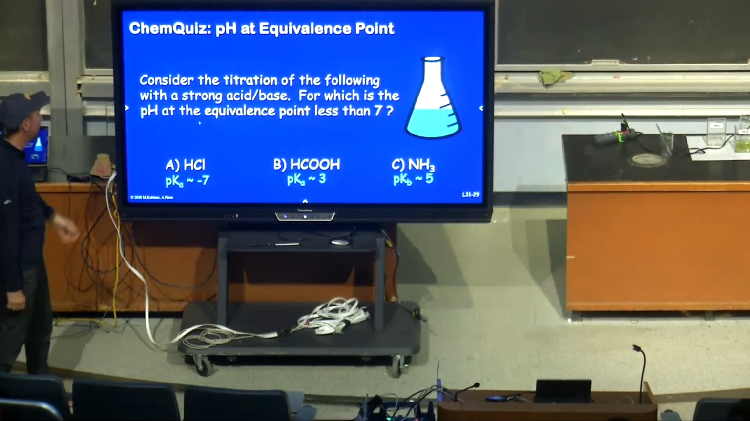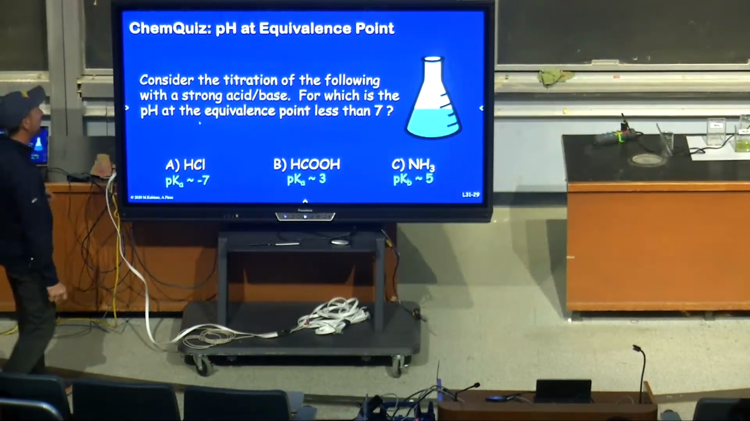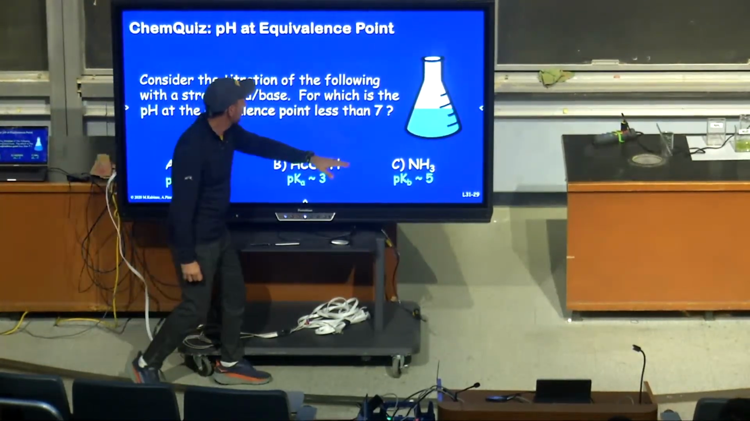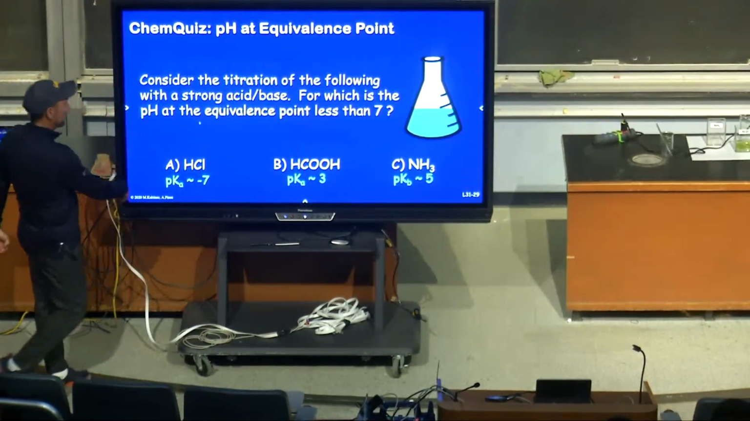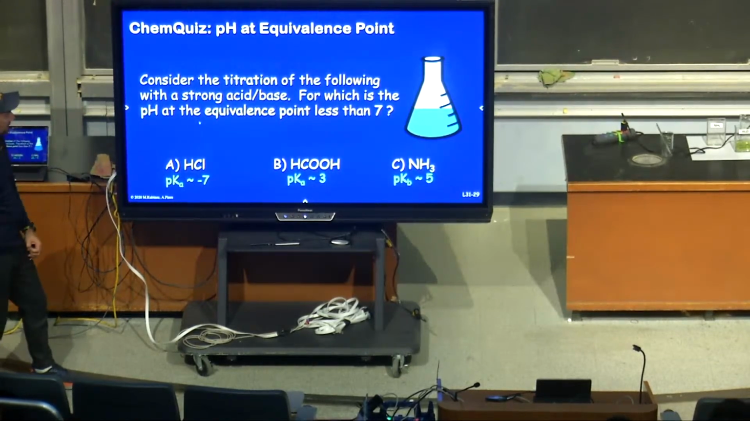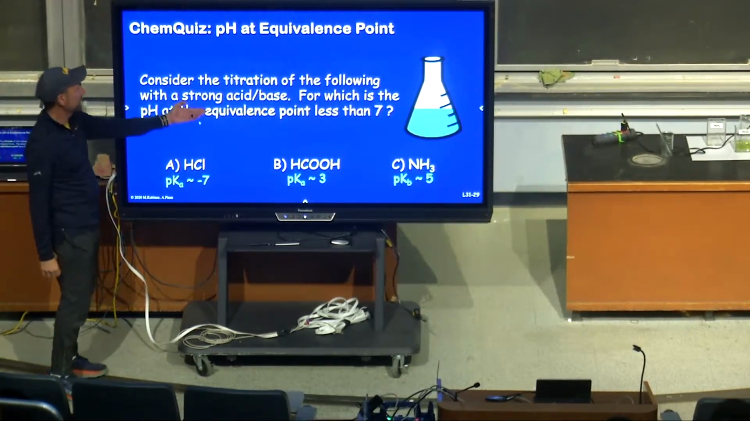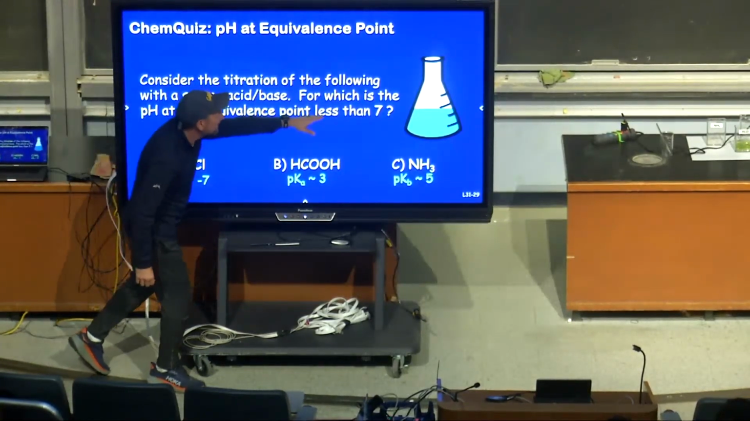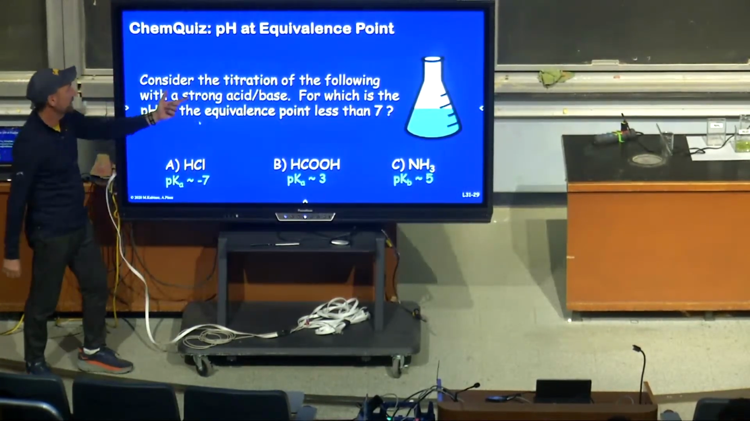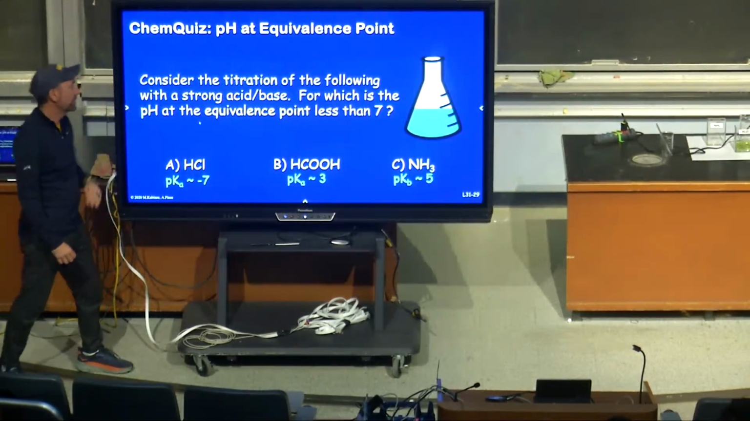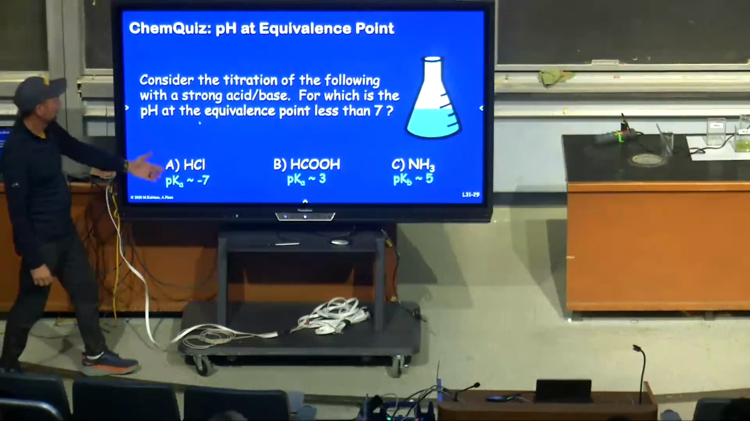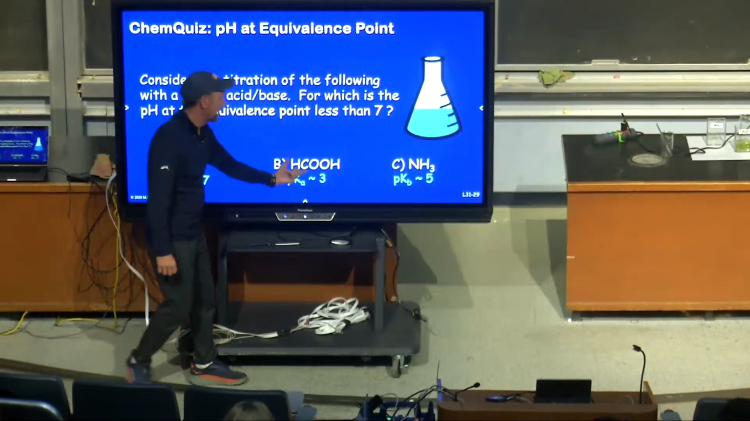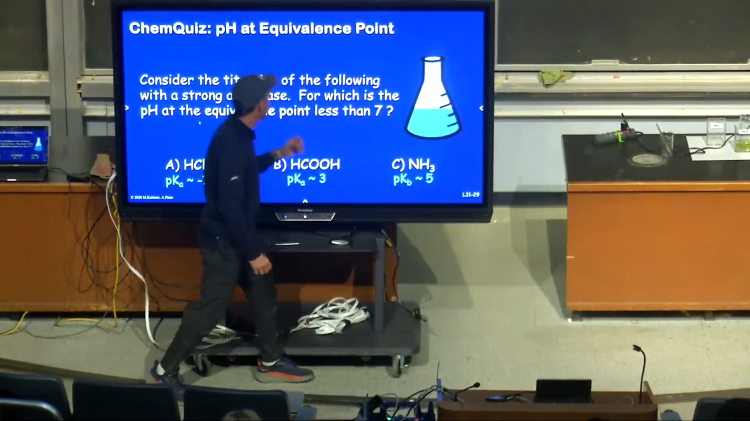We'll talk through this as well. Titration of each of these, two acids and a base. We're going to titrate them for which is the pH at equivalence point less than 7. So we're going to titrate these acids with, if it's an acid, we'll titrate it with a base. These two are acids. If it's a base, we'll titrate it with an acid.